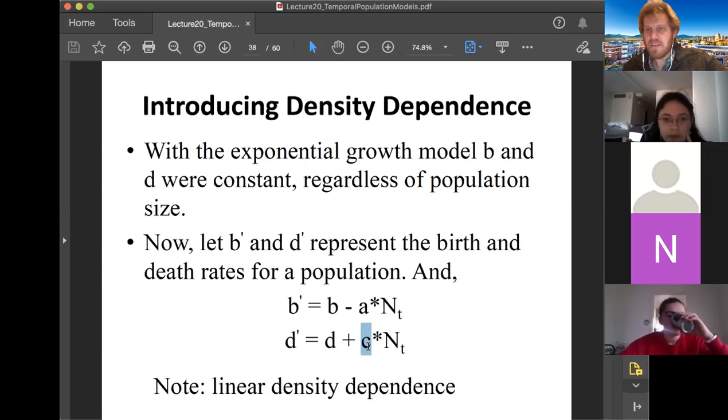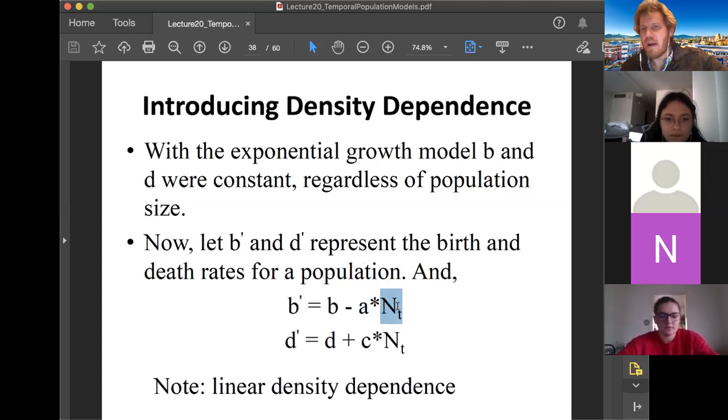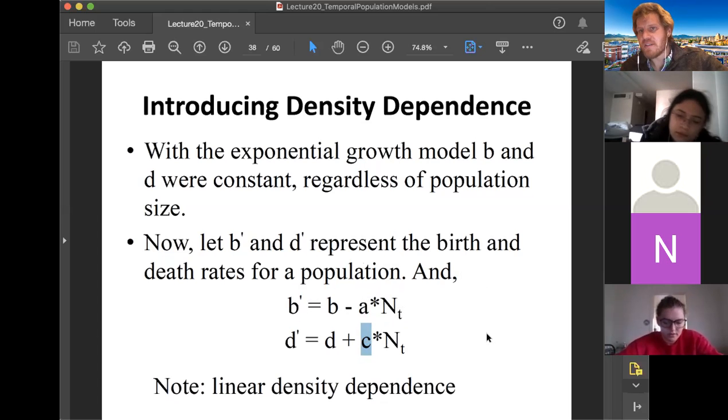Alpha and C represent the slope of that line I just showed. Slope of how the birth rates and death rates change as the population size increases. So if we wanted to interpret these in terms of our linear regression models we did before, alpha represents the change in the birth rate per unit change in population size. So how the birth rate changes as we increase the population size. C represents the change in the death rate as the population size increases.